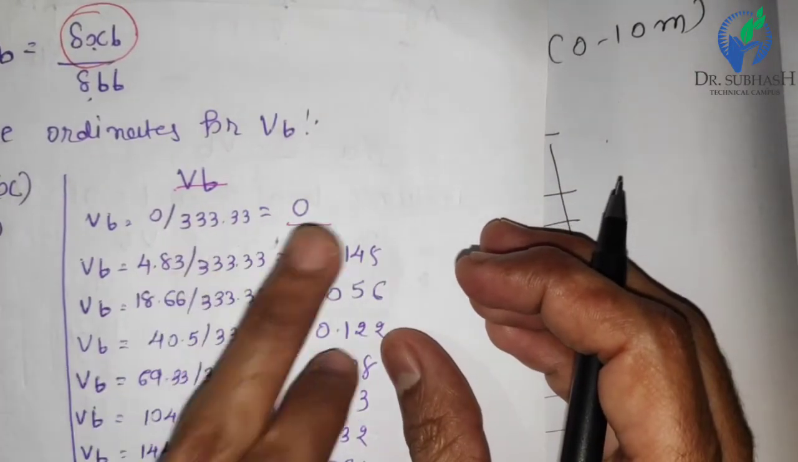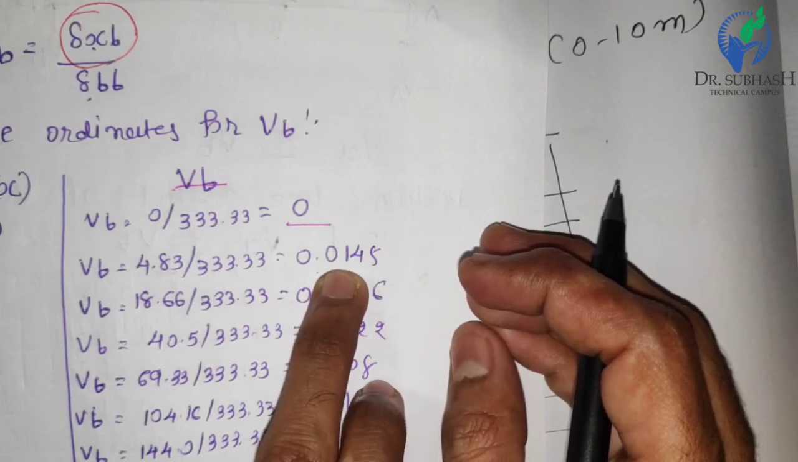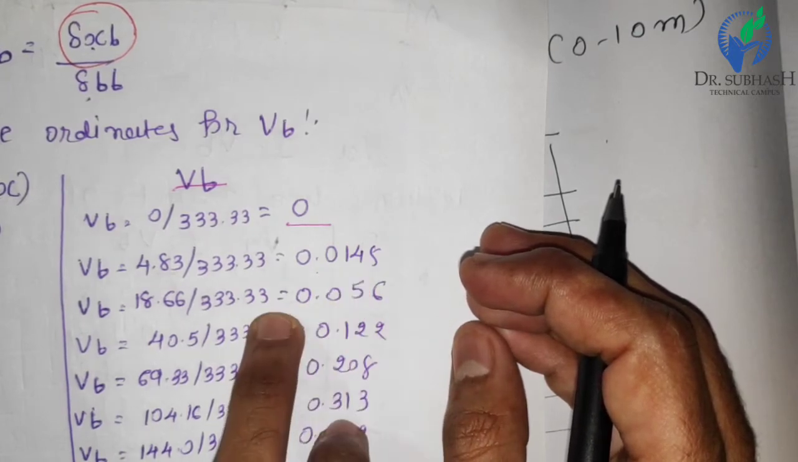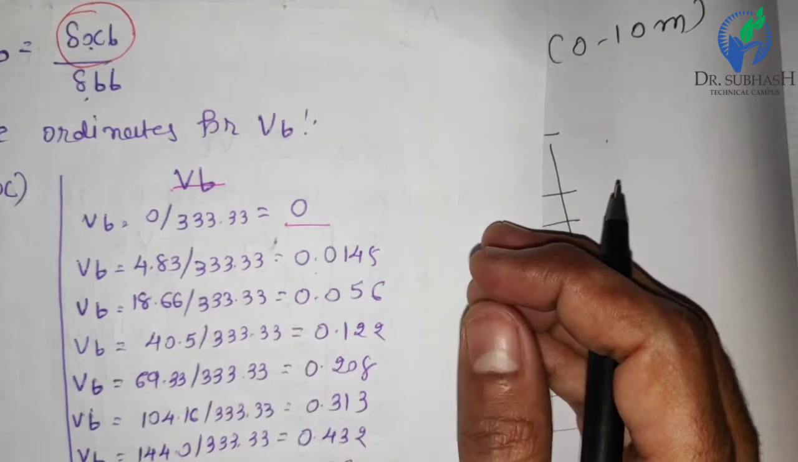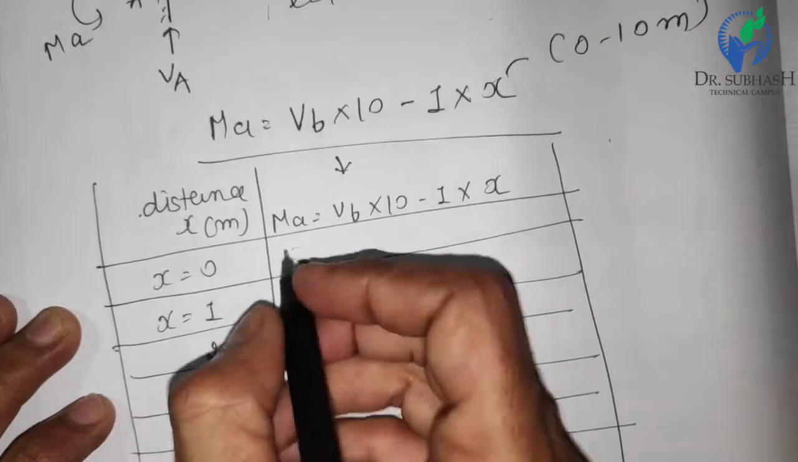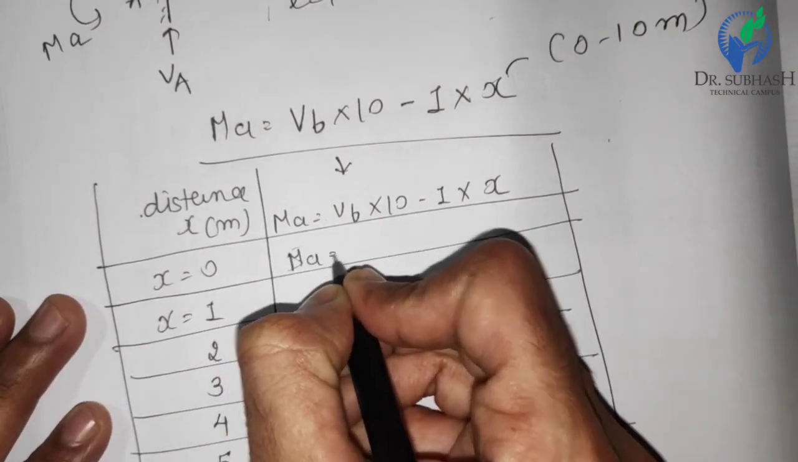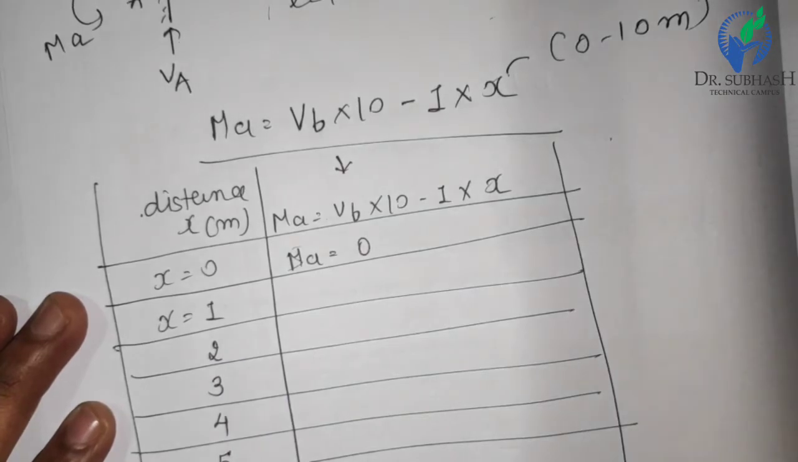What should be the VB? It is 0. X is equal to 1, VB is 0.0145. X is equal to 2, 0.056. The same values we will take over there. So when X is equal to 0, VB is 0, so MA is 0.